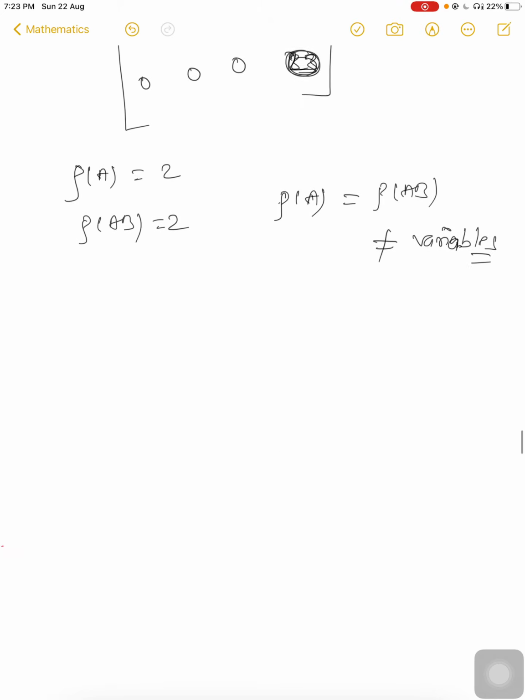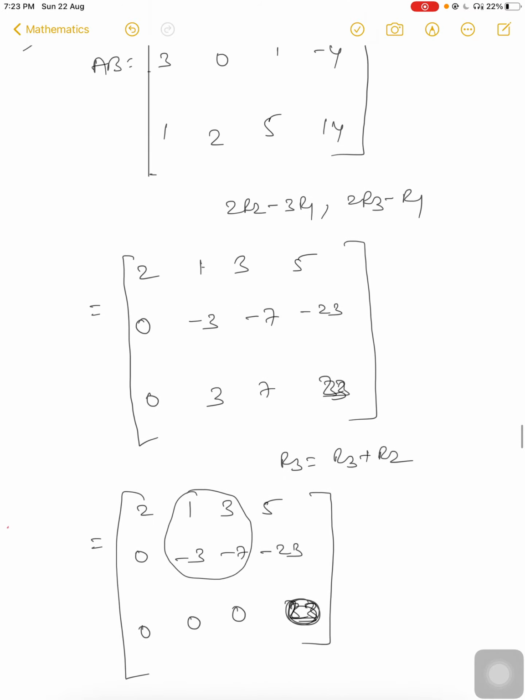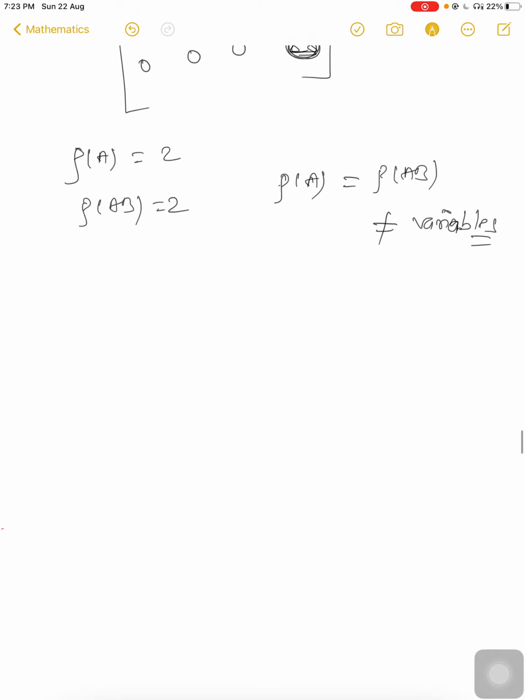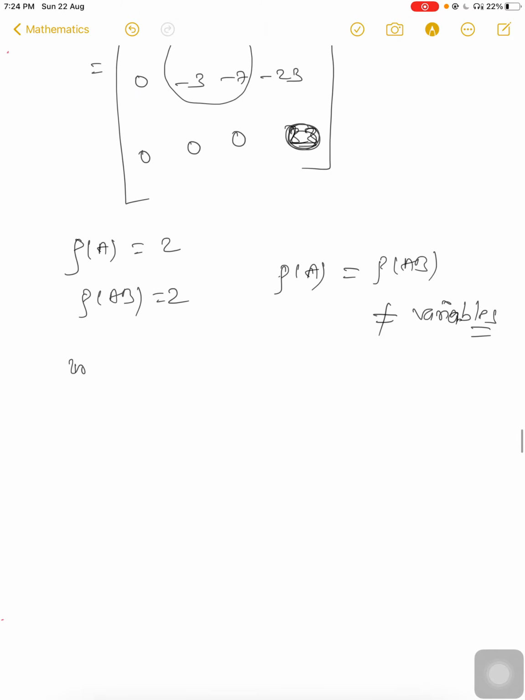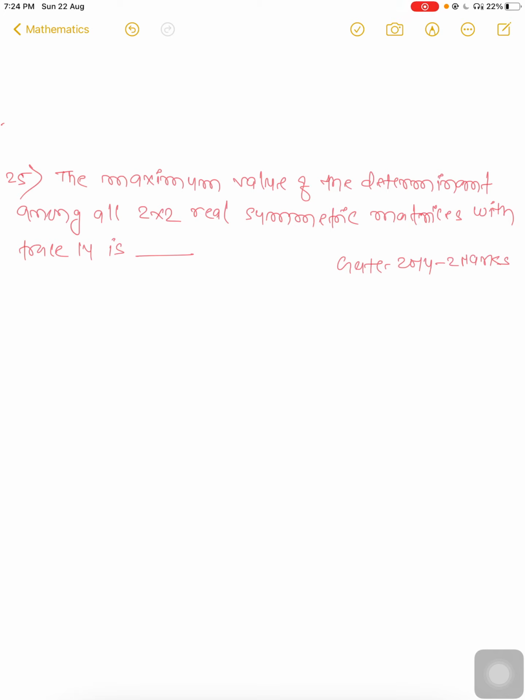variables. So it will be the system process infinity and many solution. We can say the infinity and many solution. So option B will be the right answer. Infinity or many solution. Already discussed about this one. Now comes to next question.